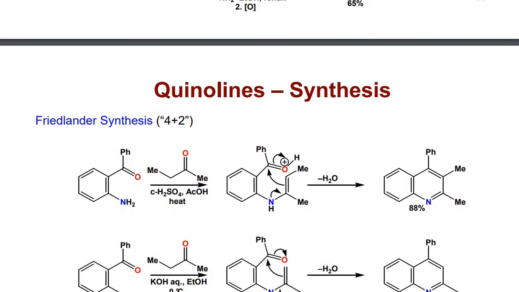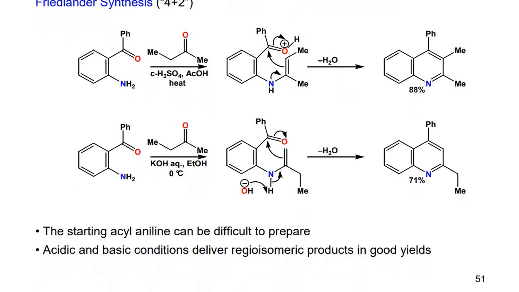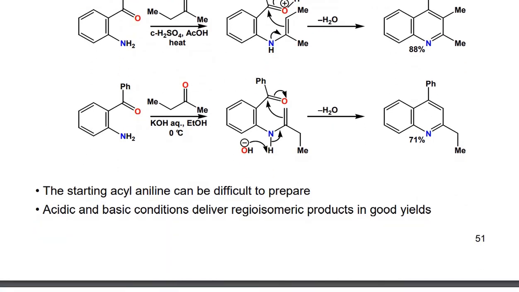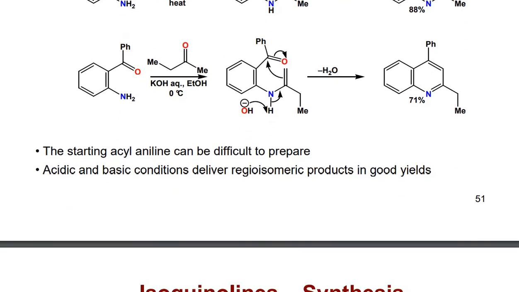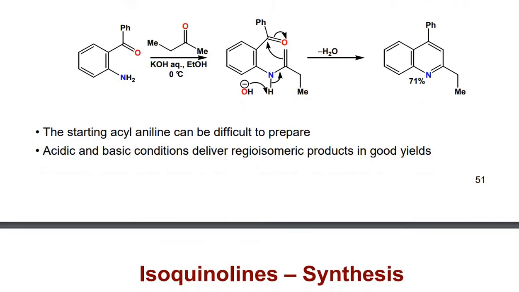Friedländer synthesis, write it down. The starting acyl aniline can be difficult to prepare. Acidic and basic conditions deliver regioisomeric products in good yield.